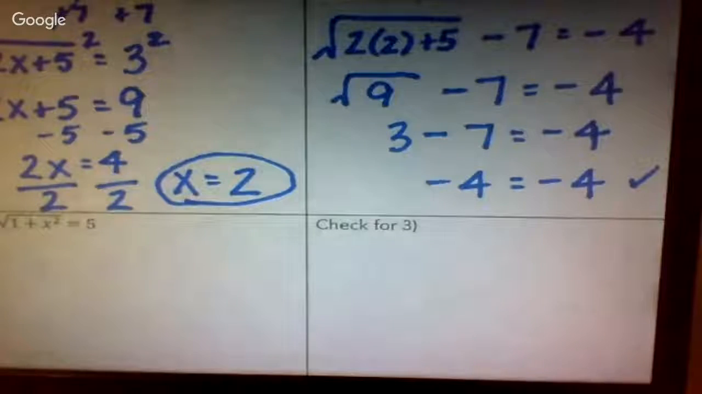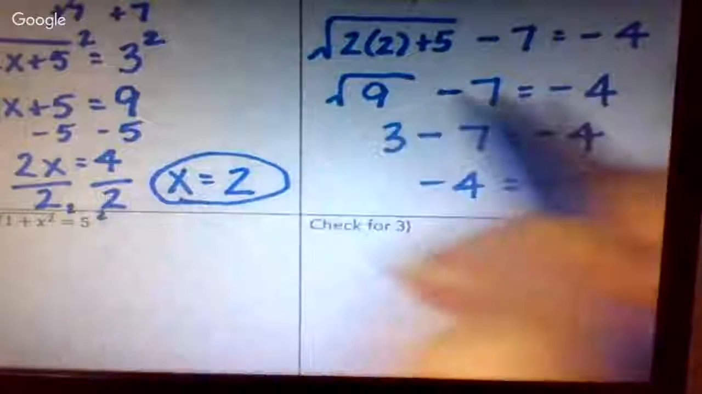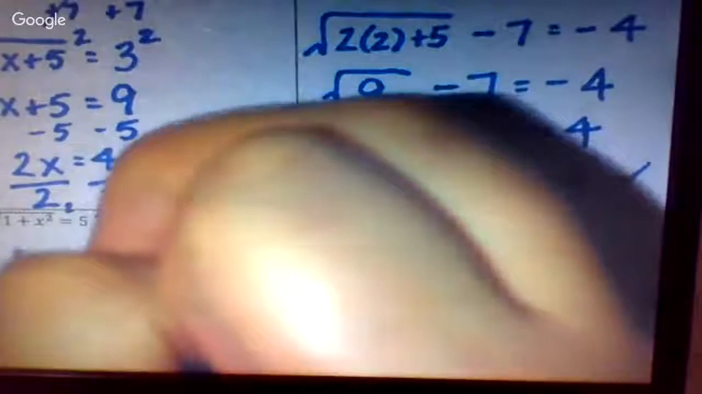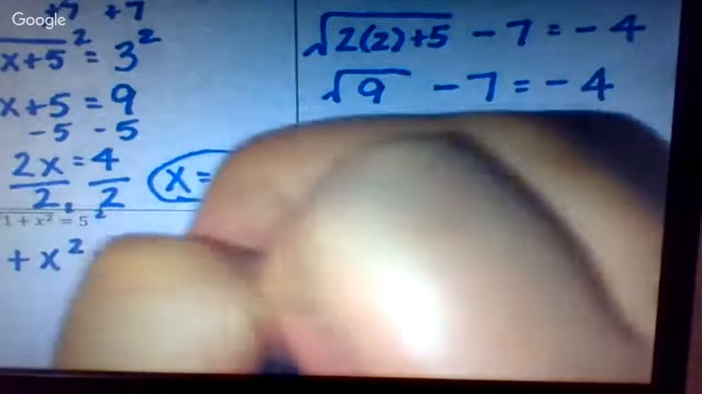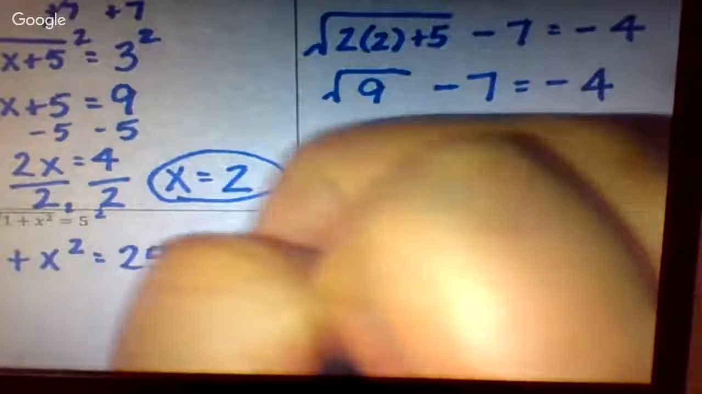Okay, number 3. Is my radical all by itself? Yes. So we square both sides. So we get 1 plus x squared equals, what's 5 squared? 25.